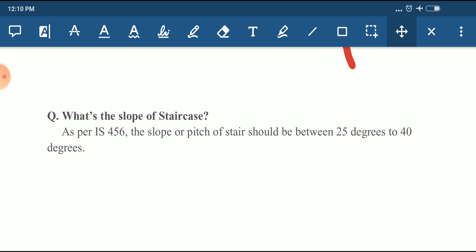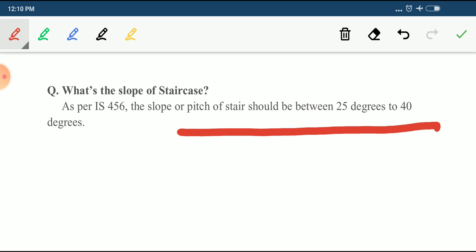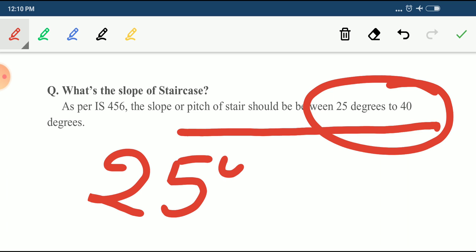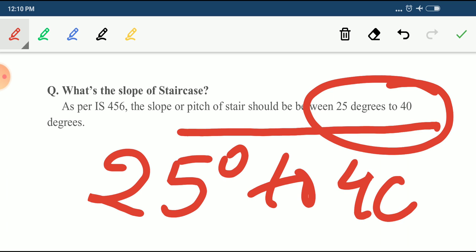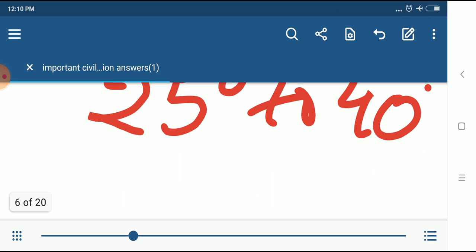What is the slope of a staircase? If you're going for the design or construction of a staircase, as per IS 456, the slope of the staircase should be between 25 to 40 degrees. What is the angle? This 25 degree to 40 degree should be maintained. Okay, we'll move to the next one.